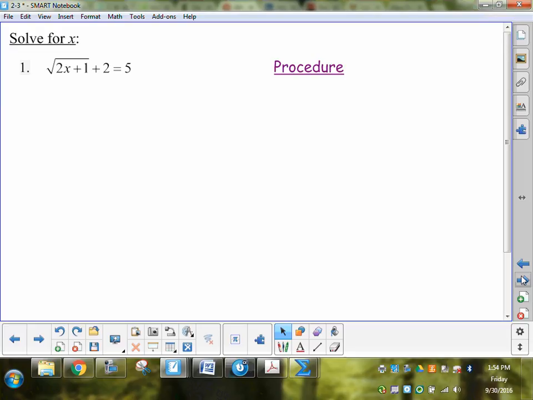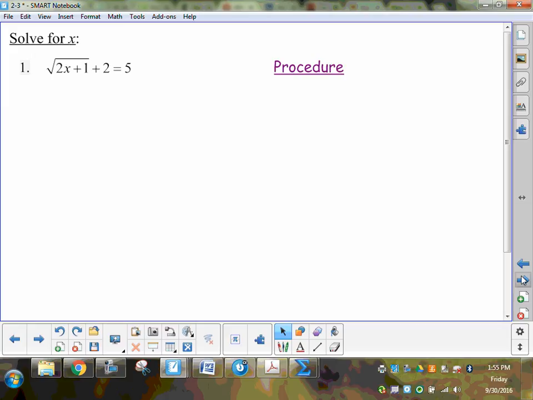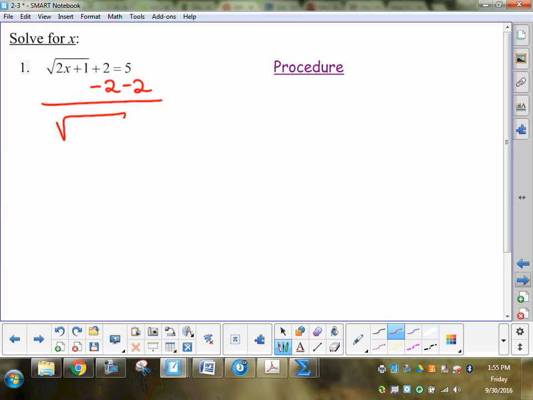Here's our first question. Over on the side, you can go through and list out your procedures or steps for solving it, because the algorithm for doing this, or the repeated steps, it's the same every single time, no matter how complicated they are. So the first thing that I would want to do, Felix, what would be your first step in solving for the x in this equation? So I'm going to subtract the 2 from both sides. So now I've got the square root of 2x plus 1 is equal to 3. So your first step is to isolate your radical.